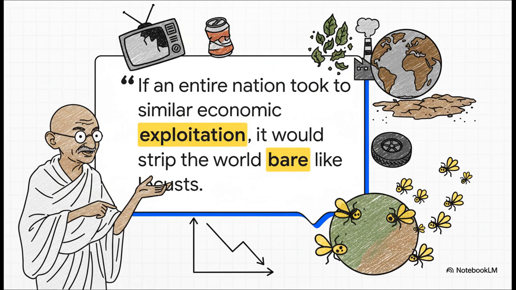Mahatma Gandhi warned us about this decades ago. He saw that a model of development based on endless consumption and exploitation, like in the West, just wasn't sustainable. If a country like India followed that same path, it would exhaust the world's resources. He wasn't against progress, but he was questioning the model of progress we were chasing. It's a profound thought that's more relevant today than ever.